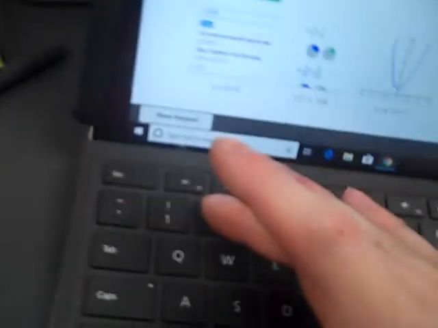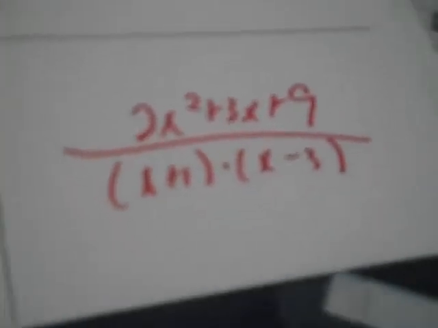So I've got 9 parentheses x plus 1. And then plus 2x parentheses x minus 3. The minus and negative are the same button on my keyboard. Okay, 2x squared plus 3x plus 9. Okay, next up.